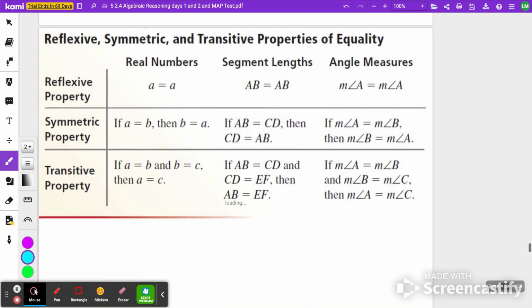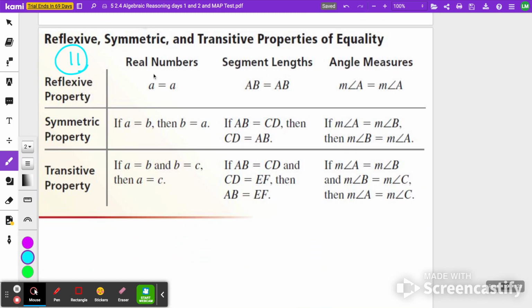The first properties we're going to talk about are these three. We have the reflexive property, the symmetric, and then the transitive property. And then all of these can be written in your notes. So you want to take time to pause the video and fill in this table. That's the beginning of your notes. But let's talk about each one.